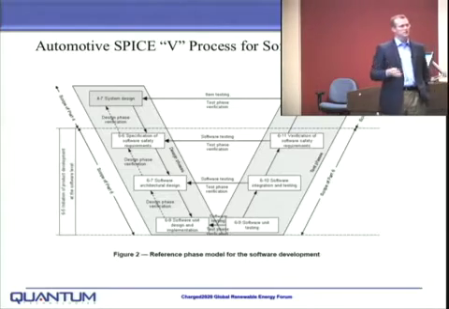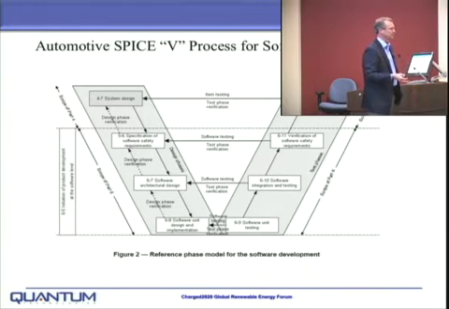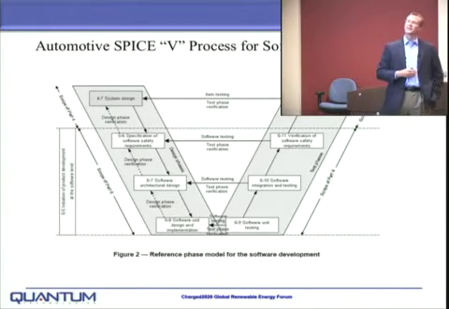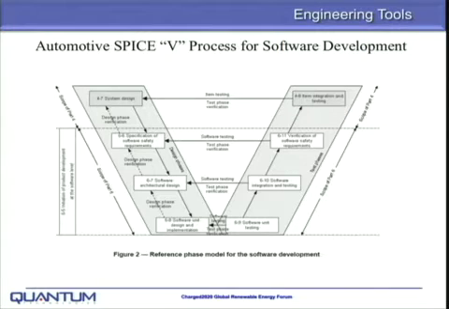Automotive SPICE. SPICE is really a quality system. You mentioned APQP earlier. SPICE is really part of a quality system for software development, and it really follows a V process where you're designing down here and you're testing going up this side, and every step along the way you're looking across the V as well to make sure that you're meeting your requirements.